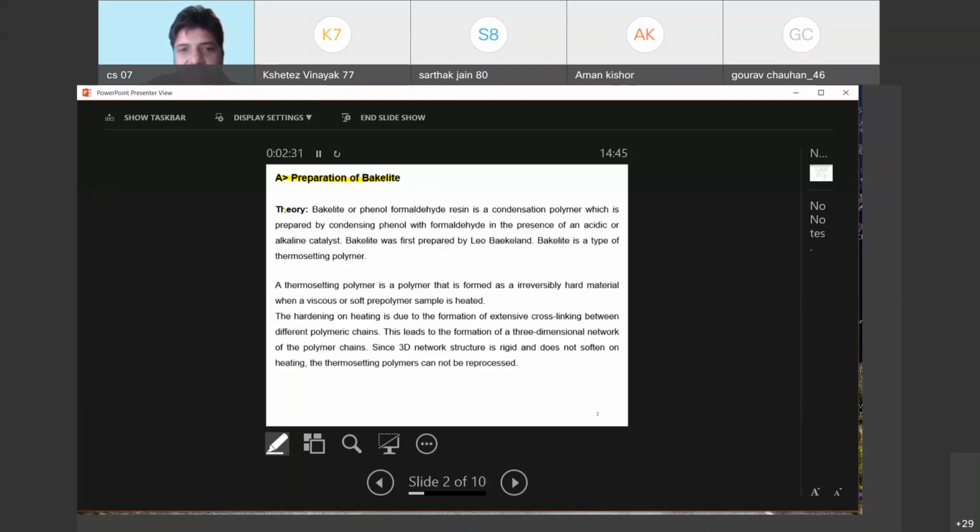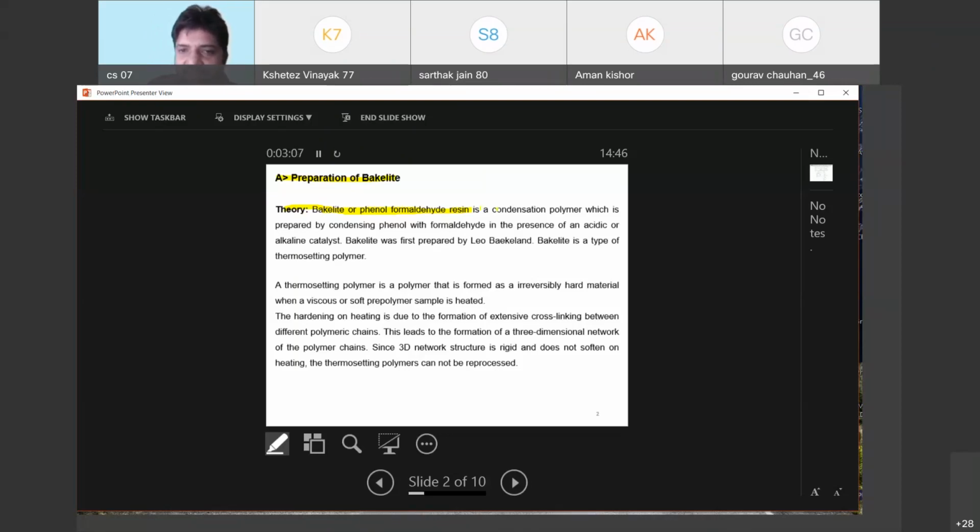Bakelite, or we can also call it phenol formaldehyde resin. Phenol formaldehyde resin or bakelite, both are the same thing. Bakelite is the commercial name of phenol formaldehyde resin. In books you may also find it written as bakelite, or you can see it written as phenol formaldehyde resin. So both are the same thing.